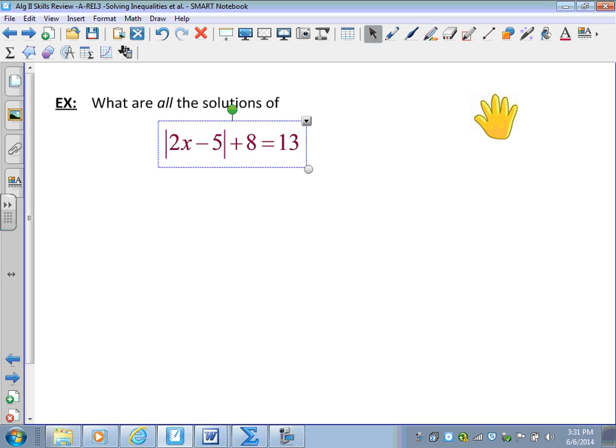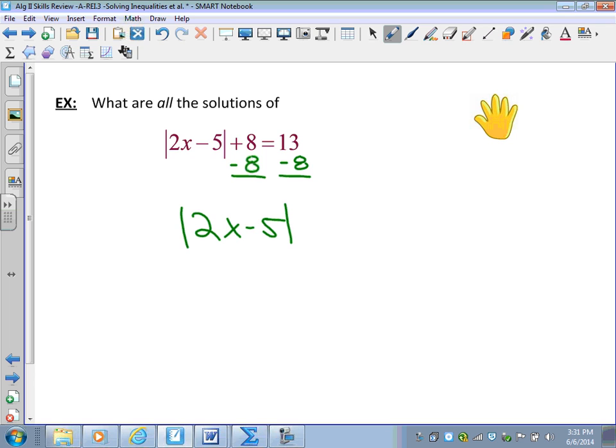Okay, so for starters, let's talk about unwrapping. If I want to get at the x, you should notice that I want to get rid of this adding 8, and that really should come first, right? Because that's the last thing that happened to that left side. That's the first thing I'm going to unwrap. So the first thing I'm going to do is subtract 8. And I'm going to have the absolute value of 2x minus 5 equals 5. Okay?